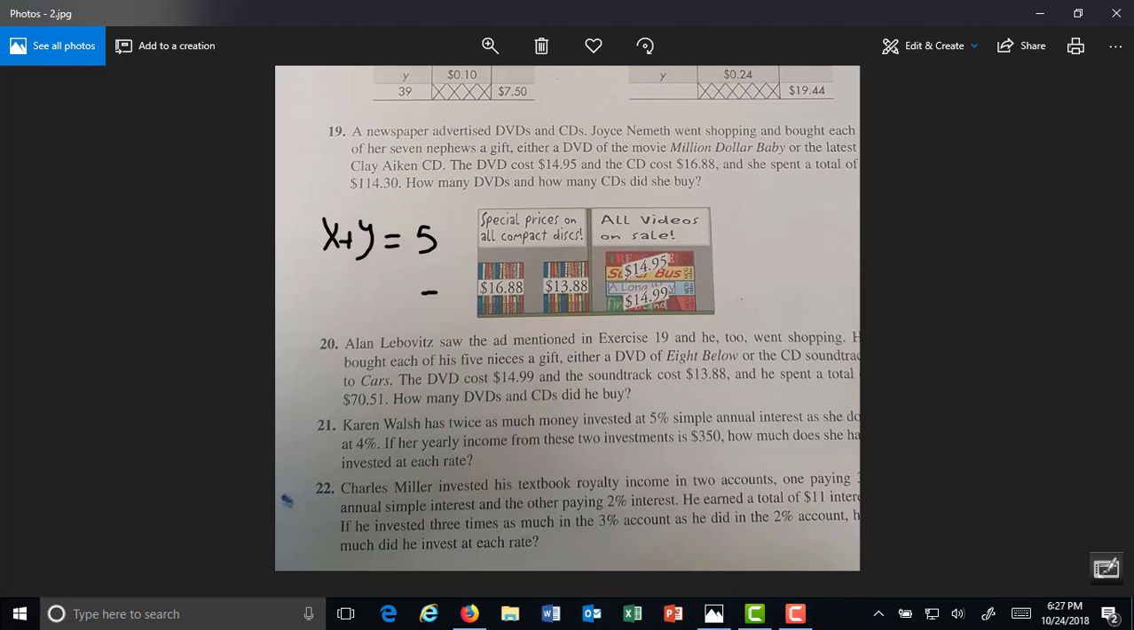And the other ones, again, we know how much they spent. Looks like 70.51, right? And then again, we said that whatever is 1499 X plus 1388 Y. Done. I say done, but we still have to compress it. Okay.